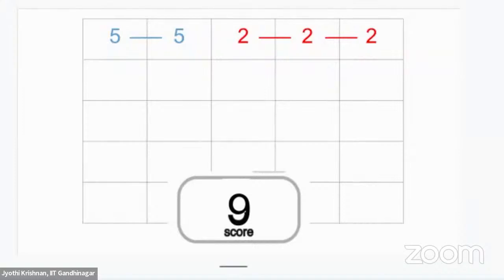Can I annotate? I can't write on this, can I? Annotate, 1 second. Yeah, so let me just do this. What I'm saying is if you put, yes, I'll show you. So 5 next to 5 is 5 points.